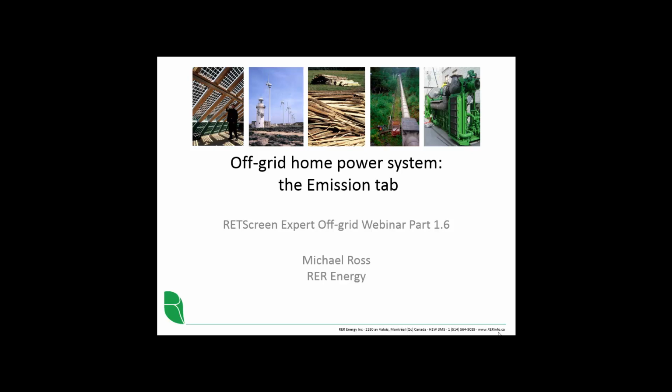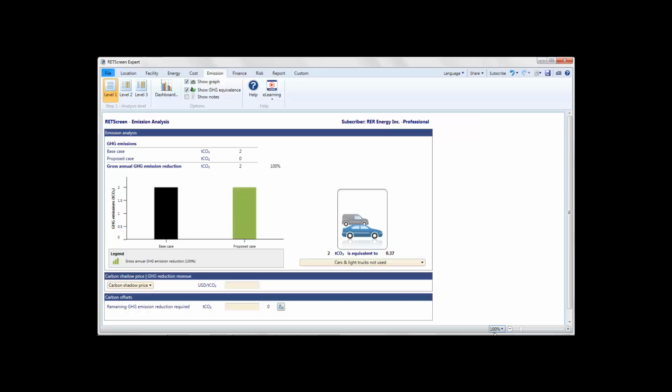Now let's take a quick look at the emission tab. Once again, we have an option for a level 1, a level 2, or level 3 analysis, with level 2 and level 3 being more detailed. But for this particular case of an off-grid system, the analysis is really simple.